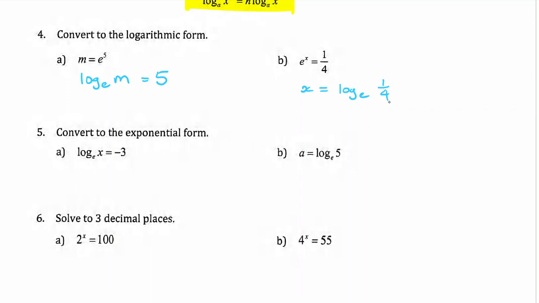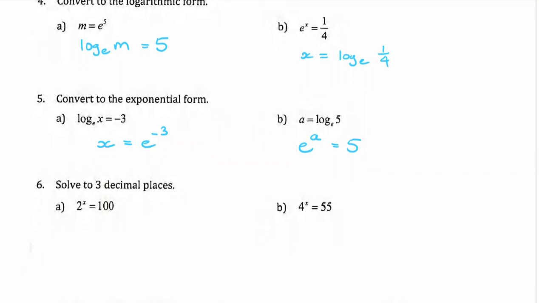Question 5, going in the reverse order. These are in log form, and we want to go back into exponential form. So the e is the base. The e is going to slide across, so the x will be by itself, because the e is sliding away. The e slides over to the other side, and it becomes to the power of -3. All right, and the next one, the e is going to slide over to the left, so it becomes e to the power of a equals 5.